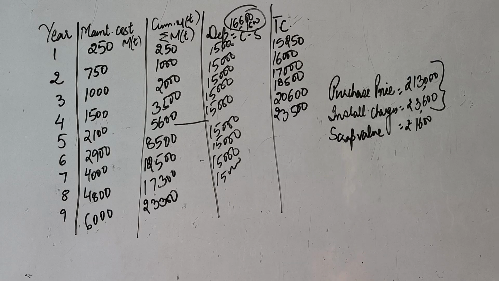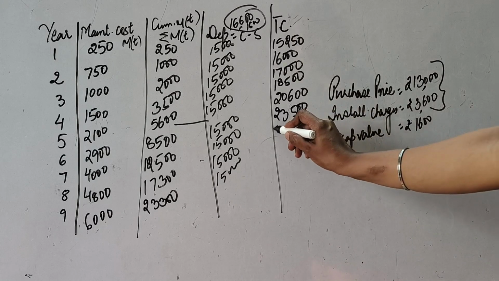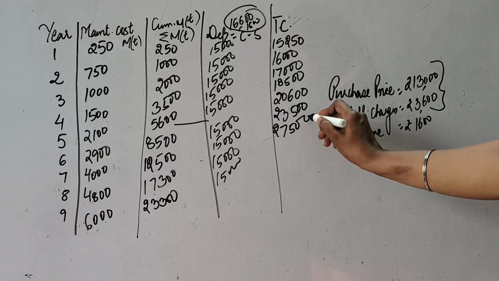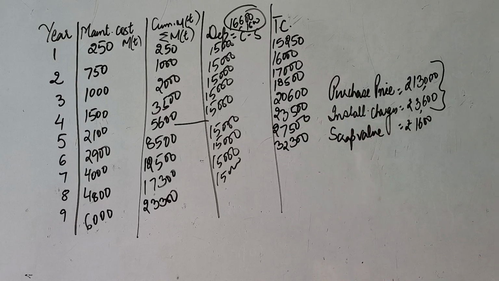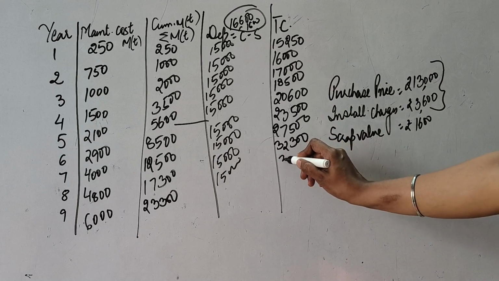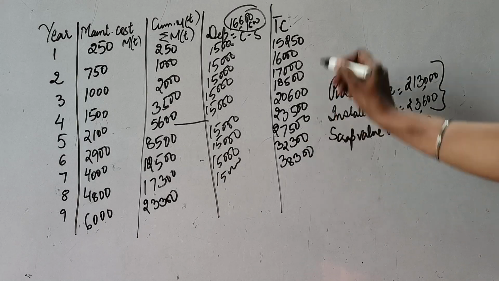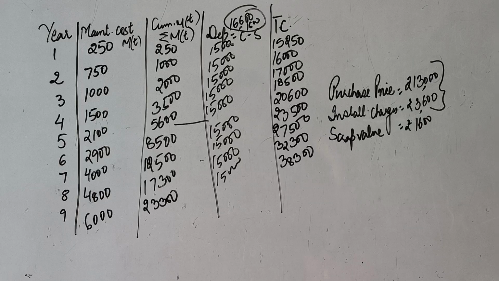15,000 plus 12,500, 27,500. The next will be 32,300, and the last will be 38,300. So like this you will be calculating the total cost.